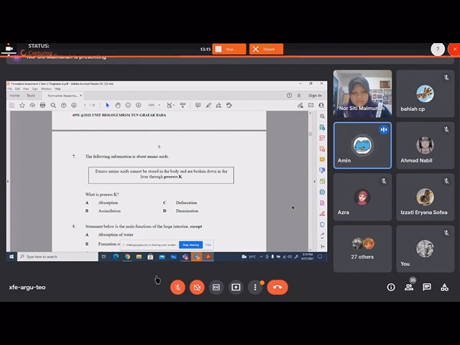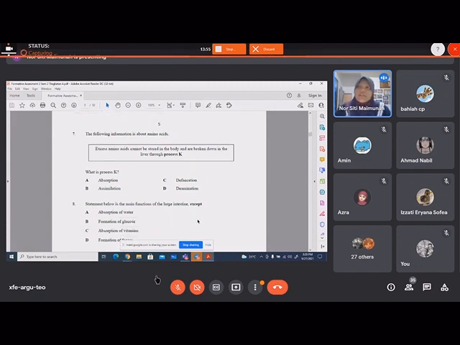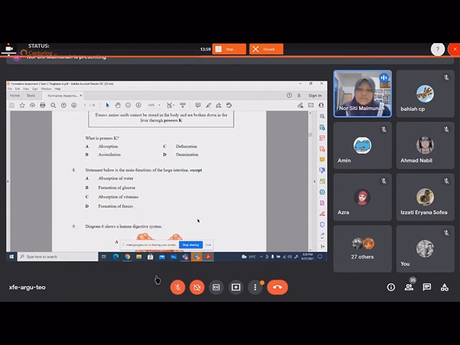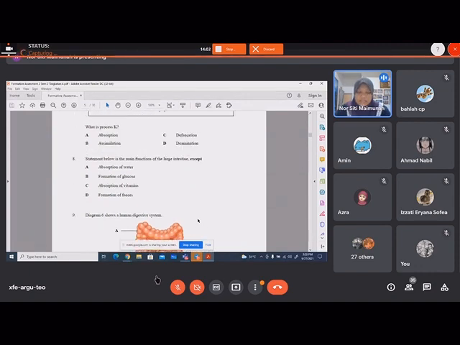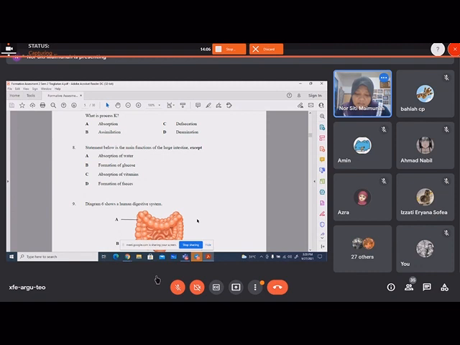The following information is about amino acids. Excess amino acids cannot be stored in the body and are broken down in the liver through process K. What is process K? My answer is D, deamination. Okay, correct. This is an example of the process of assimilation that occurs in the body cells. If there is excess of amino acids, excess of proteins, it will be broken down into urea in the liver through a process called deamination. The liver carries out deamination, detoxification, assimilation, destruction of blood cells, and many other functions. Yes, it's D, Dolly, deamination.